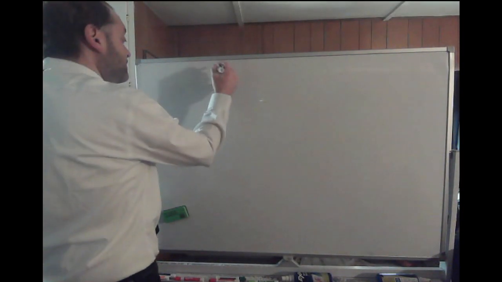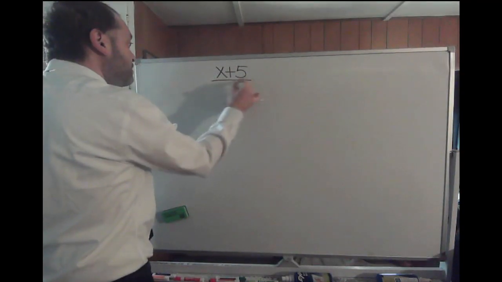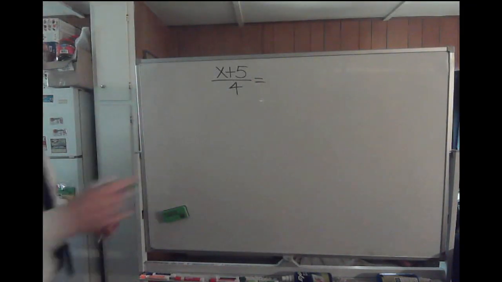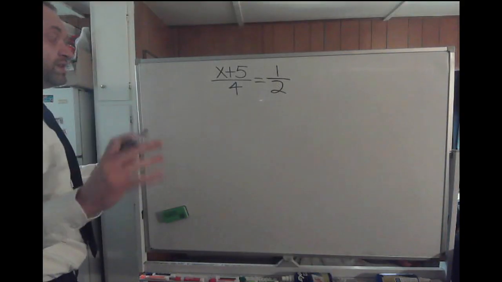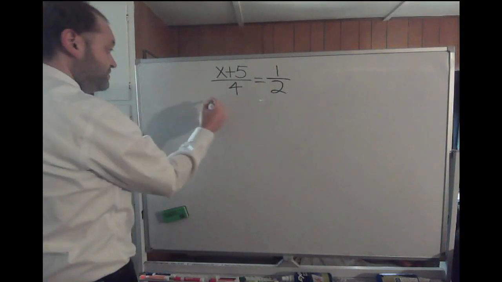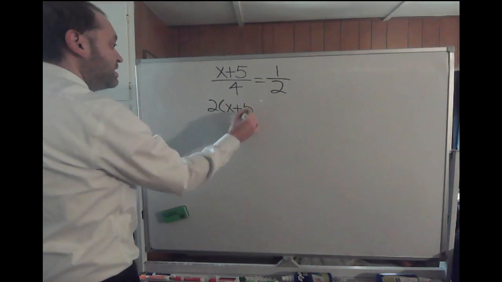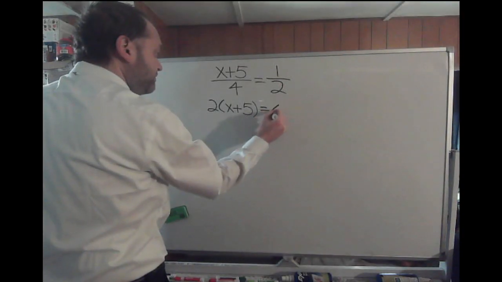Here's something different. So this time we have (x + 5)/4 equal to 1/2. In this case, you still take the product of the means, which would be 2 times the quantity of x plus 5. That's going to equal 4 times 1, which would just be 4.